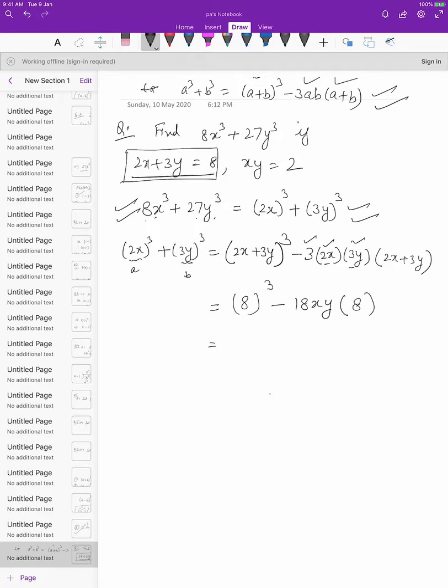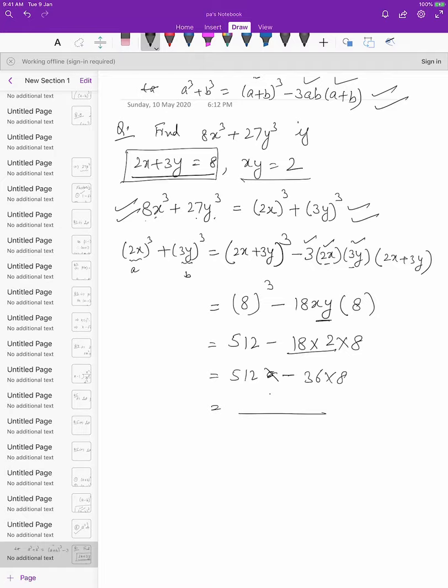Now in the next step, 8 cube will be 512 minus 18 into xy. The value of xy is also given to us, that is 2, into 8. So after simplifying this, you will get the answer whatever it is. This is minus 36 into 8. You can just multiply and see what you get. That will be your answer, and that is the value of 8x cube plus 27y cube.